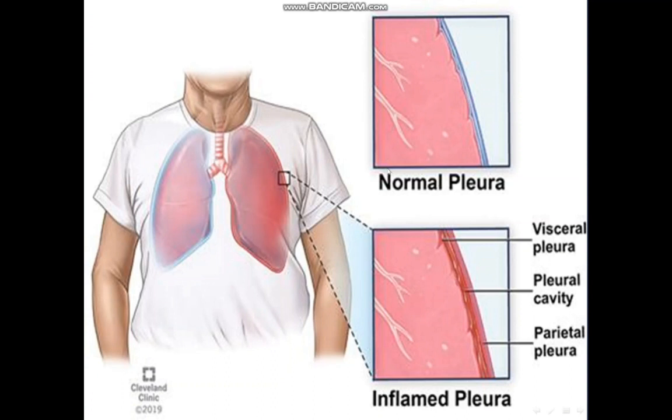In this picture we can see the pleurisy for the inflamed person and the normal person. This is the visceral pleura, the parietal pleura, and the pleural cavity, because the lung is covered by 2 pleura, visceral and parietal, and between them is the pleural cavity that has liquid, and they maintain the shape of the lungs so they never collapse.